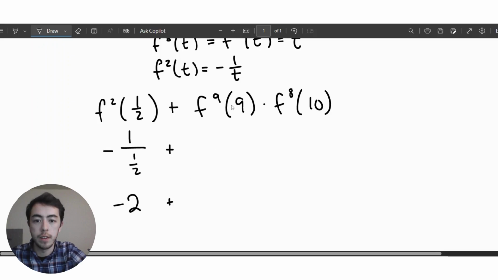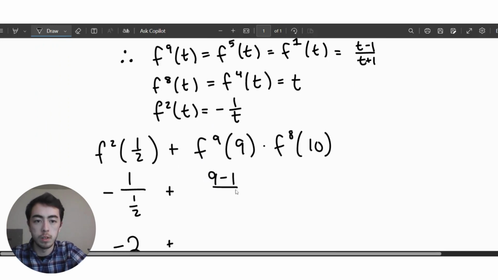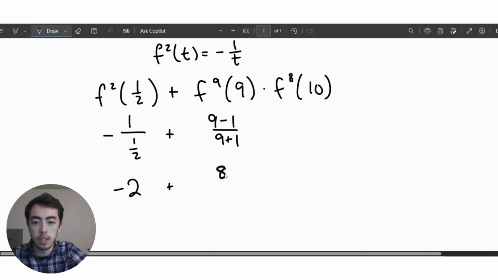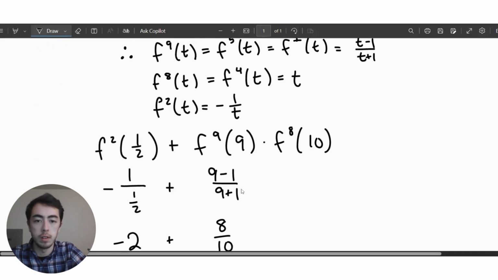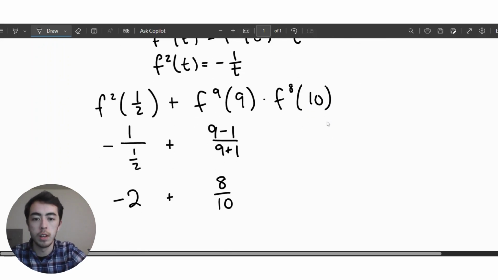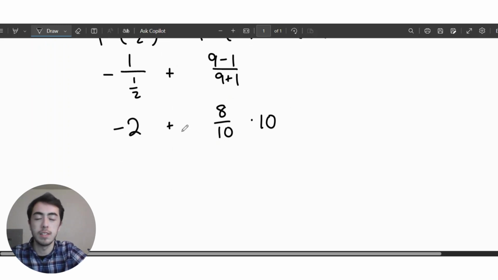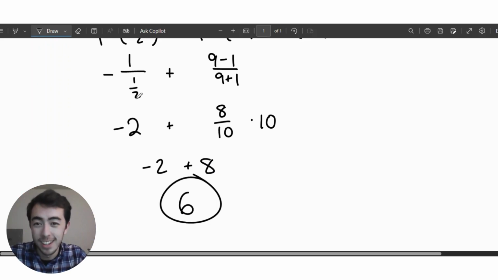Plus f9 of 9 is going to be here. So I'll go 9 minus 1 over 9 plus 1, which is the same as 8 tenths. I guess I could reduce it. And then f8 of 10, oh yeah, f of 8 and f of 4 are just like an identity function, return the input. So f8 of 10 is just 10. Okay, I'm glad I didn't reduce it actually, because these 10s cancel out. 8 tenths times 10 is 8. And then, yeah, -2 plus 8 is finally 6. And that's today's date, and we're all done.